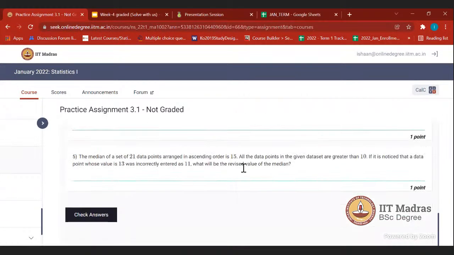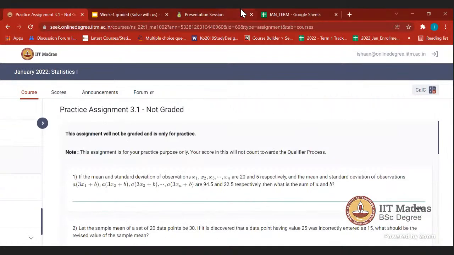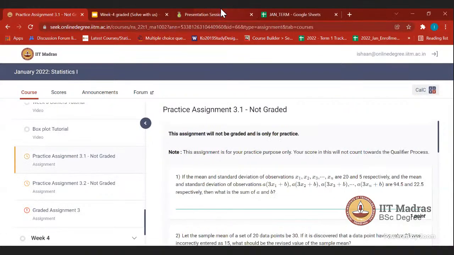If the mean and standard deviation of observations x1, x2, x3 up to xn are 20 and 5. Yeah, this question. We will cover such questions in the mock test also, because this involves a little bit of interlinking of the concepts. Yeah, that's a conceptual question. If you can have separate additional questions consolidated with these types of approaches, it will help us. Okay, we will try to cover it in the mock session.